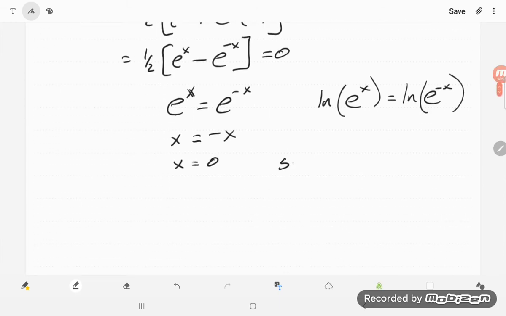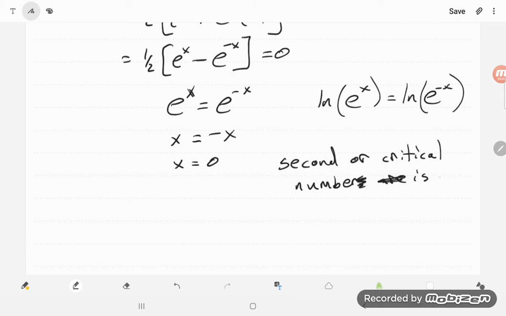So our second order critical number is x equals 0. And now this asks for points of inflection and relative extrema.